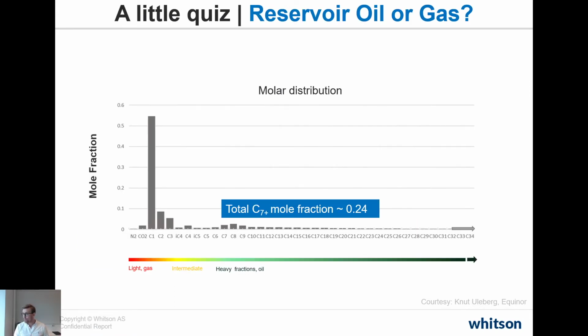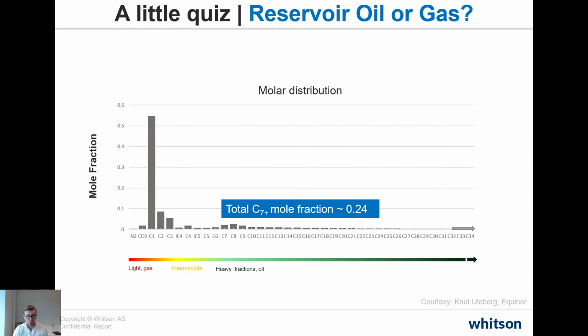And actually, before we've learned anything about compositions, about how we measure compositions, petroleum fluids, more on reservoir fluid classification, we'll go ahead and do a short quiz. What I would like you to do is to pause the screen very soon and analyze this compositional measurement right here. This is a molar distribution of a particular reservoir fluid. And just guess whether you think this is a reservoir oil or a reservoir gas.